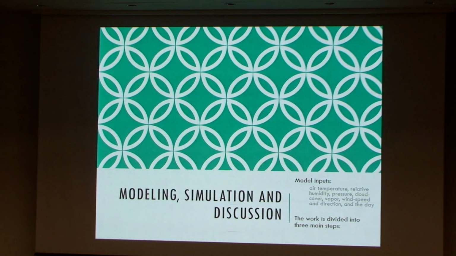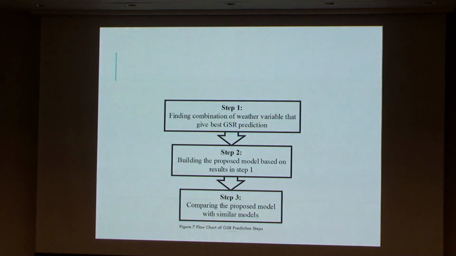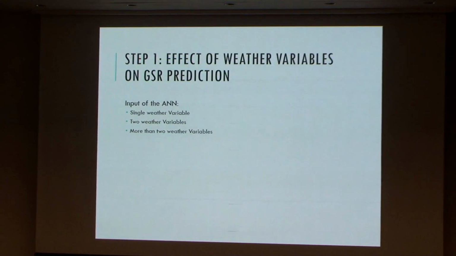And this work is divided into 3 steps. Step number 1 is finding the best combination of weather variables that gives the best GSR prediction. The second step is building the proposed model based on step number 1. And the last step, step number 3, is to compare it with other or similar models. Step number 1 can be divided into 3 sub-steps. Sub-step number 1, using only one weather variable. Sub-step number 2, using 2 weather variables. The third sub-step is using more than 2 weather variables.